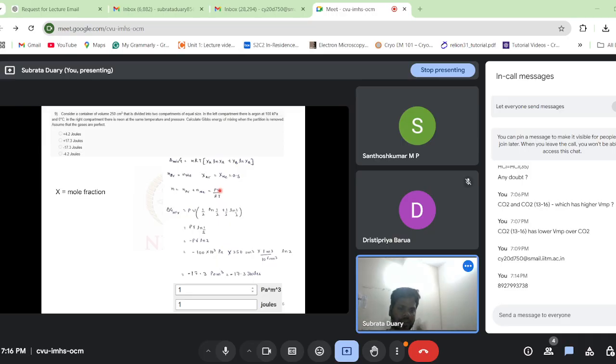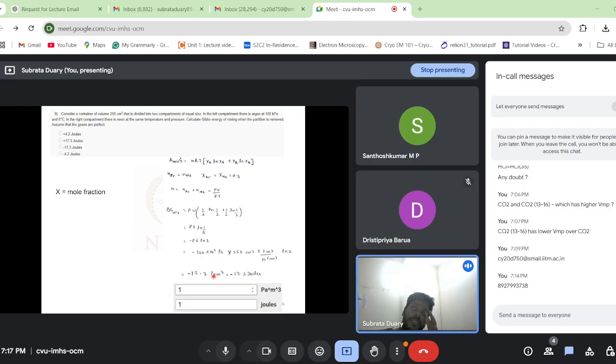Two volumes is coming to V, means V by 2 plus V by 2. Now delta G mixing is this formula: nRT equal to PV into half ln half plus half ln half. So if you do all the calculation, then you are getting Pascal into meter cube, and each 1 Pascal into meter cube is joule. Okay, so from there you are calculating the delta G mixing.